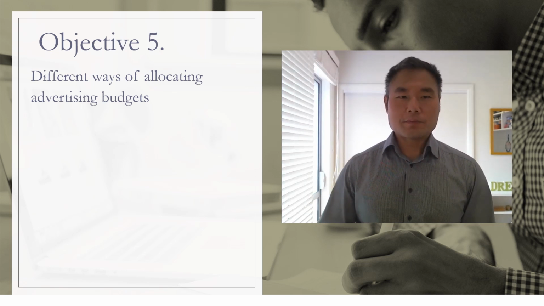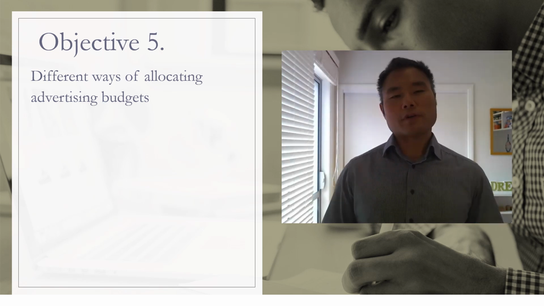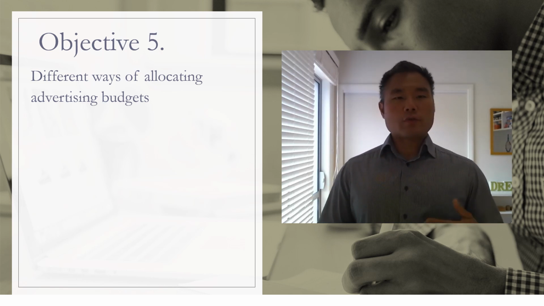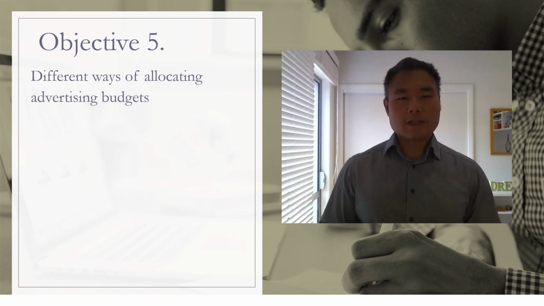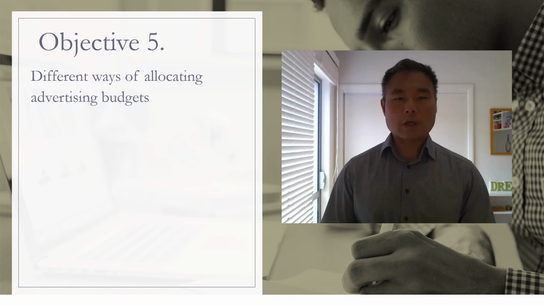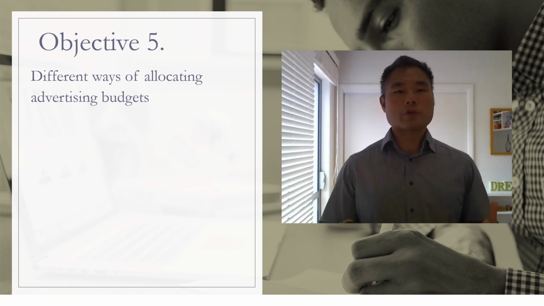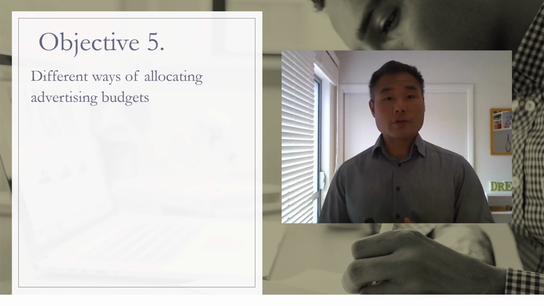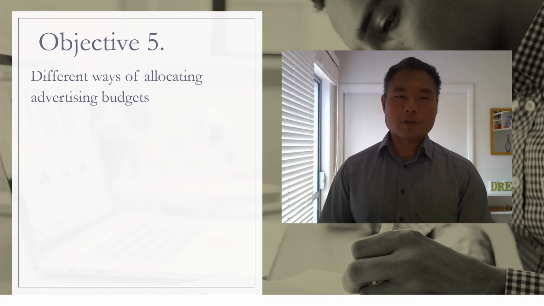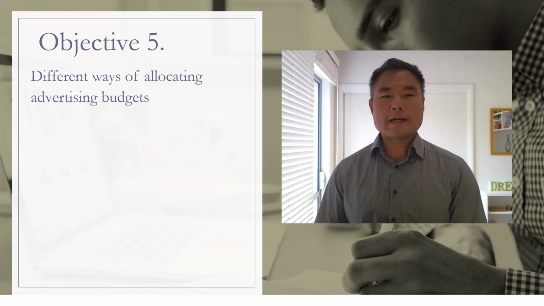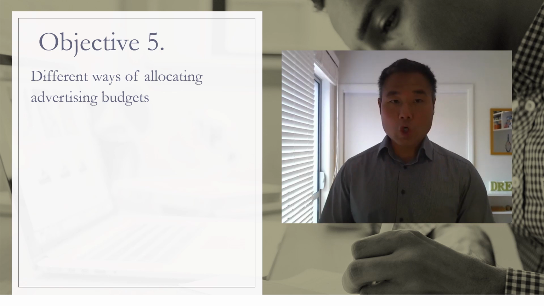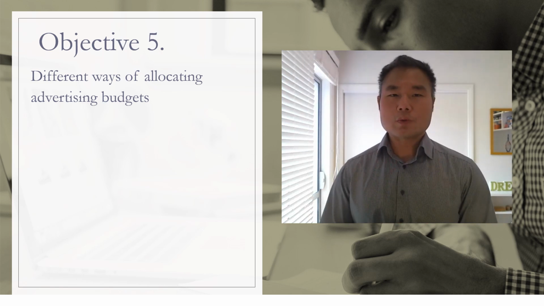Right, so for objective number 5, this is the last part of the advertising management module. We're going to look at different ways of allocating advertising budgets, and I'm going to take a slightly different tack on this final lecture module. I'm going to use some of the multi-choice questions that we may or may not use in the second term's test. So pay particular attention not only to how I explain the concepts, but also how you may make a decision as to which is the most correct answer if you were to encounter some of these multi-choice questions later on.